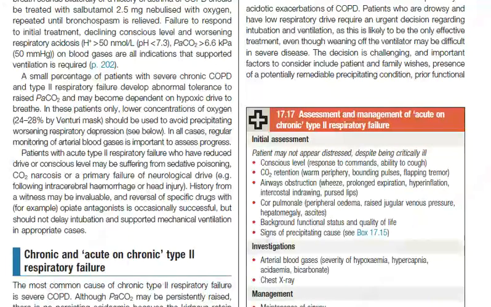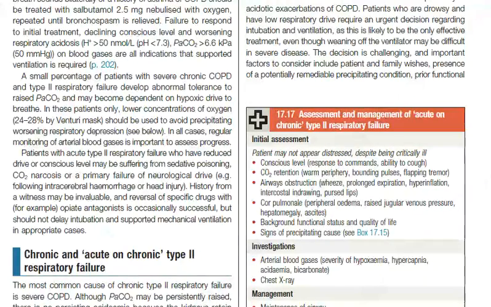Repeated until bronchospasm is relieved. Failure to respond to initial treatment, declining conscious level, and worsening respiratory acidosis, that is hydrogen ion more than 50 nanomole per liter or pH less than 7.3, and partial pressure of arterial carbon dioxide more than 6.6 kilopascal or 50 mm mercury on blood gases are all indications that supported ventilation is required.